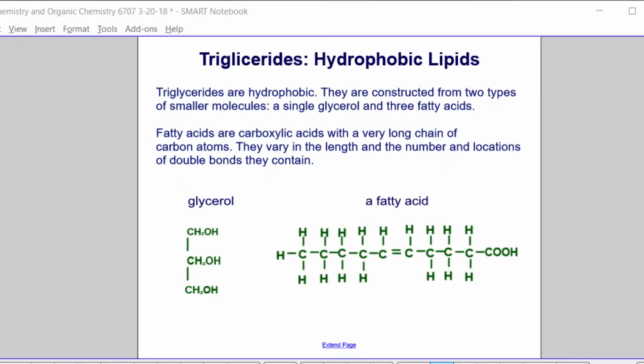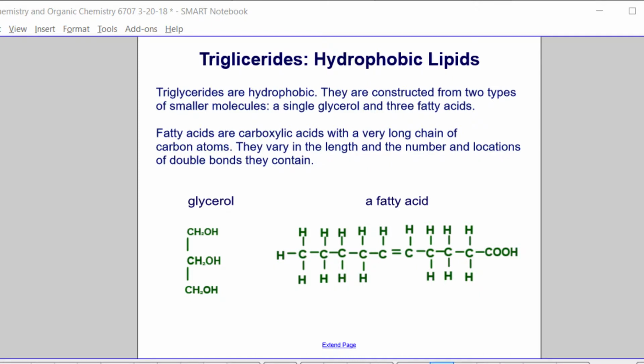One type of lipid is a triglyceride. Triglycerides are hydrophobic. They are constructed from two types of smaller molecules, a single glycerol, which you can see on the left, and 3 fatty acids, one of which you can see on the right.